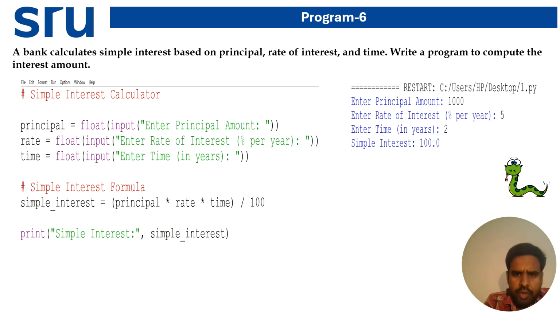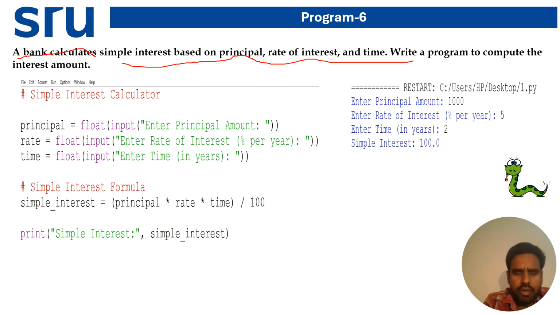Now coming to program number 6. What does program number 6 say? A bank calculates the simple interest based on the principal, rate of interest and time. Write a program to calculate the interest amount. So you have to find the simple interest.